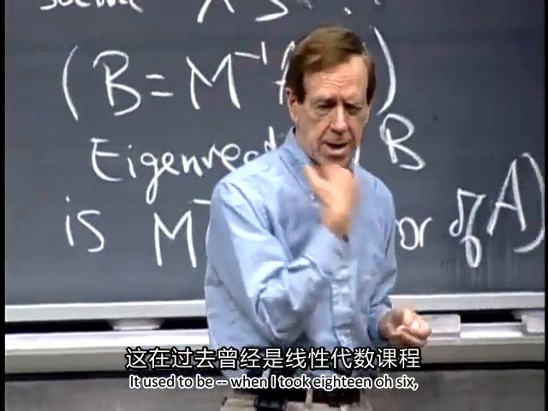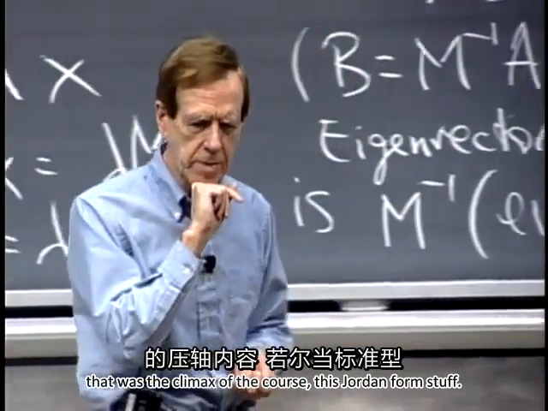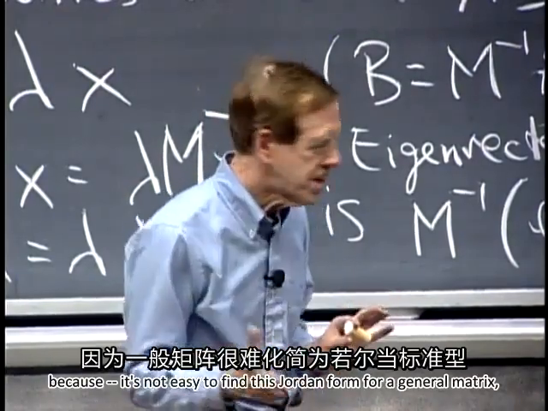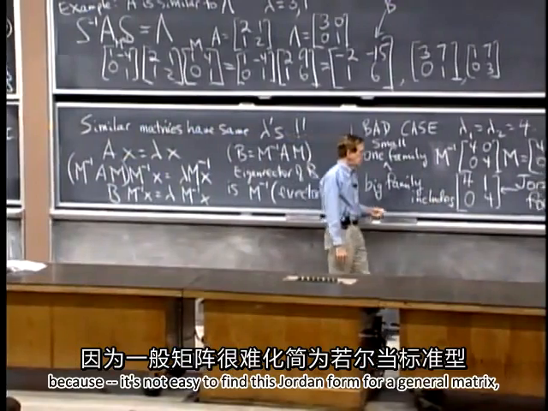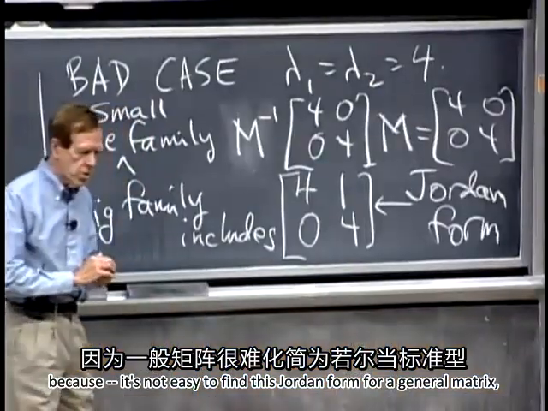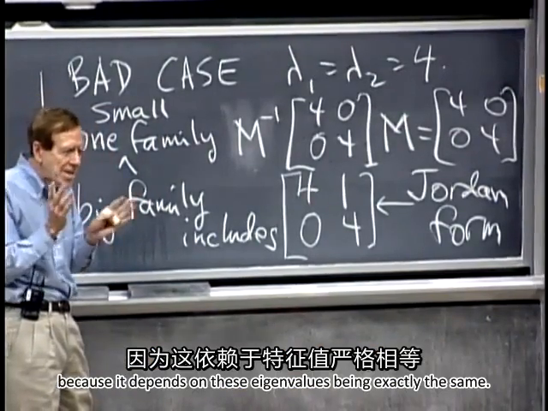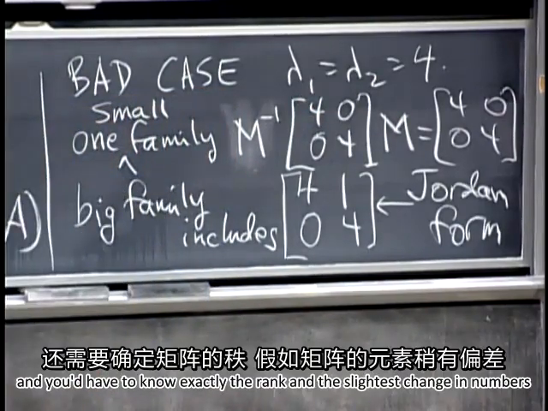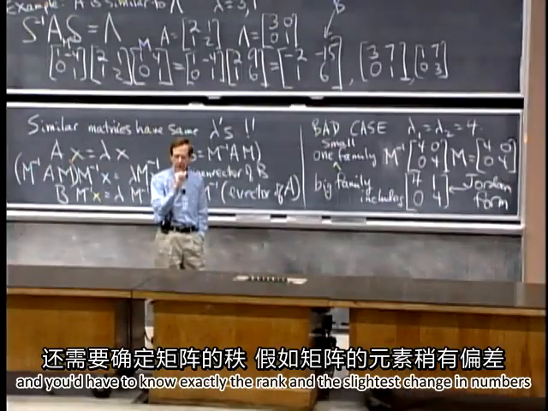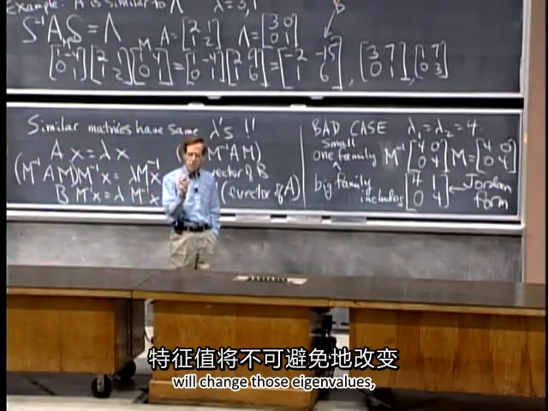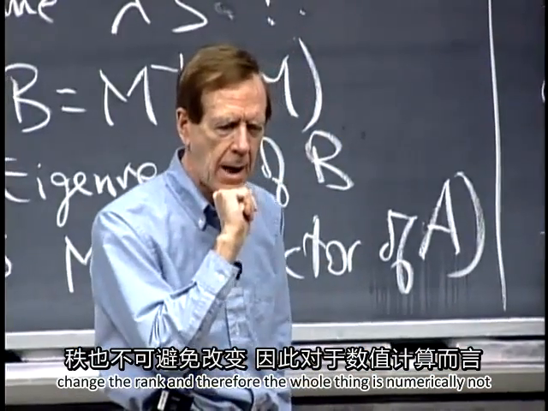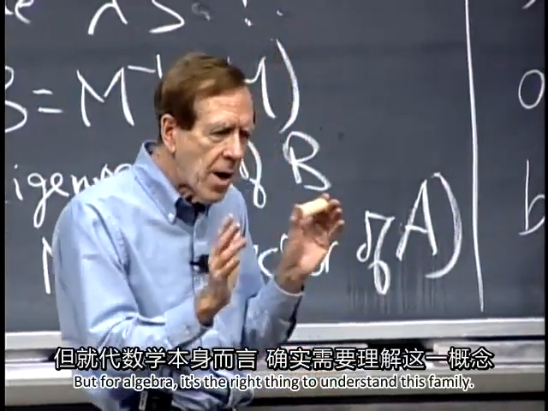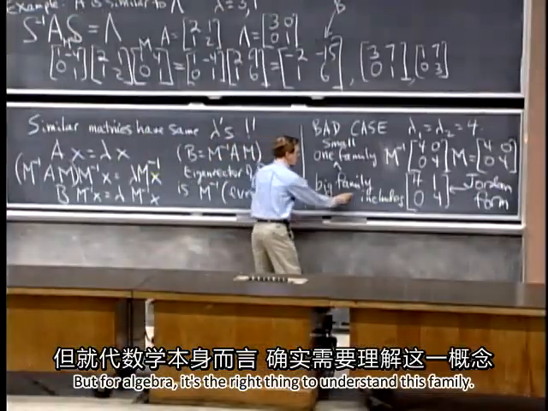It used to be, when I took 1806, that was the climax of the course, this Jordan form stuff. I think it's not the climax of linear algebra anymore, because it's not easy to find this Jordan form for a general matrix, because it depends on these eigenvalues being exactly the same. You'd have to know exactly the eigenvalues, and you'd have to know exactly the rank, and the slightest change in numbers will change those eigenvalues, change the rank, and therefore the whole thing is numerically not a good thing. But for algebra, it's the right thing to understand this family.